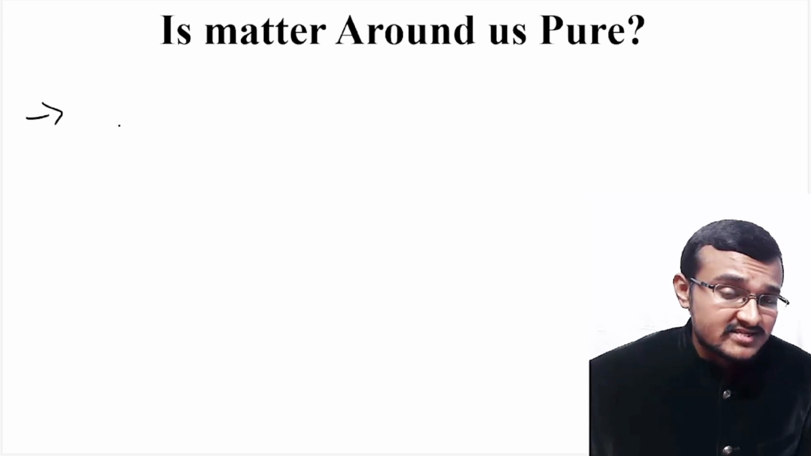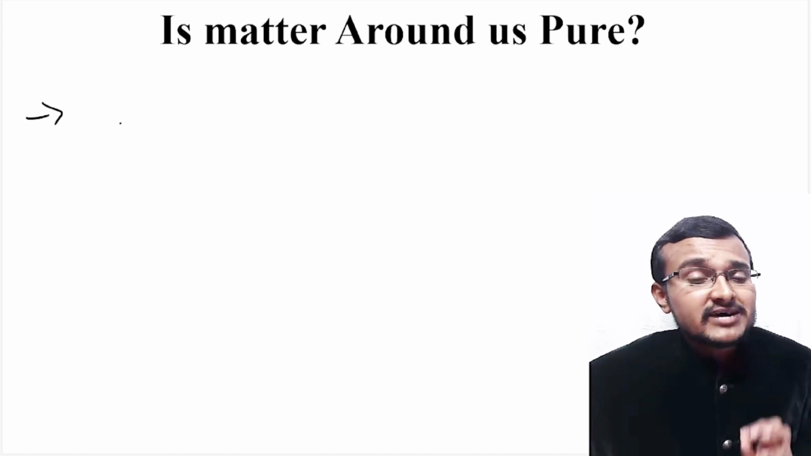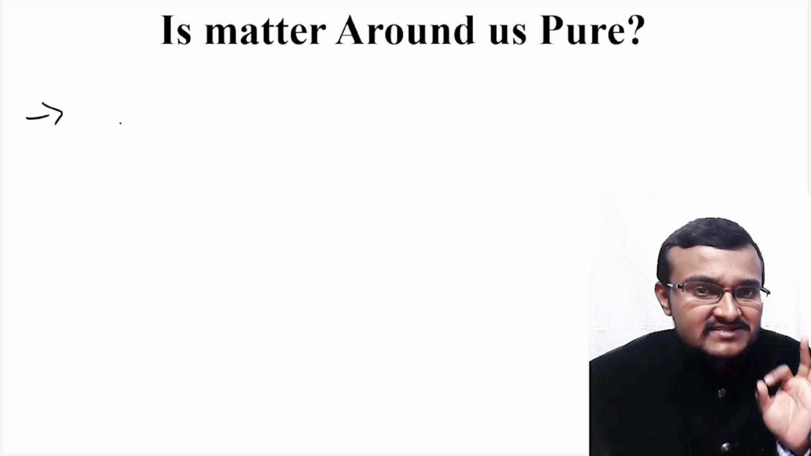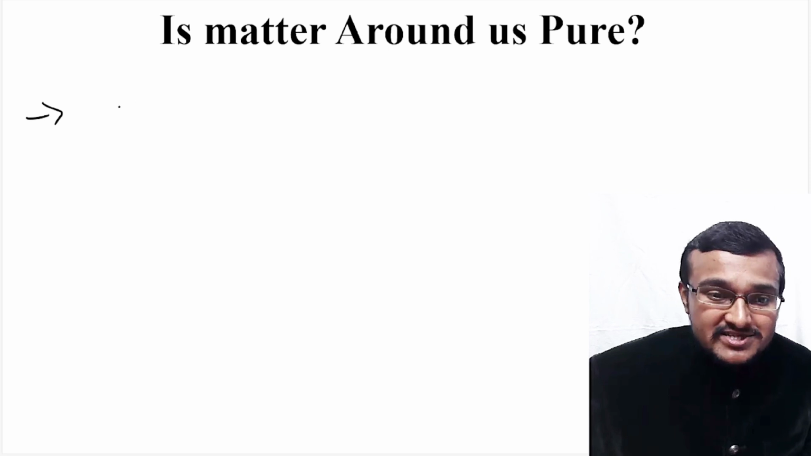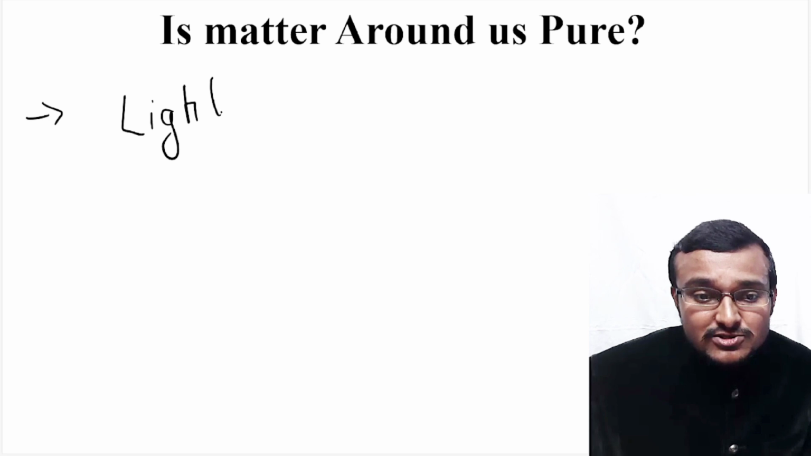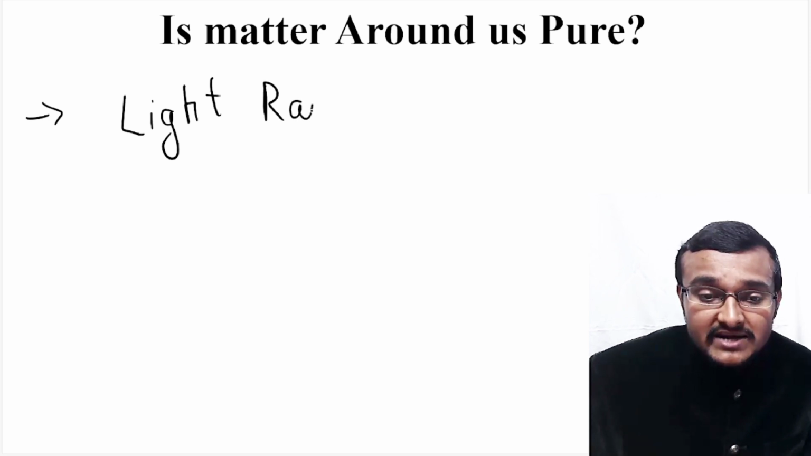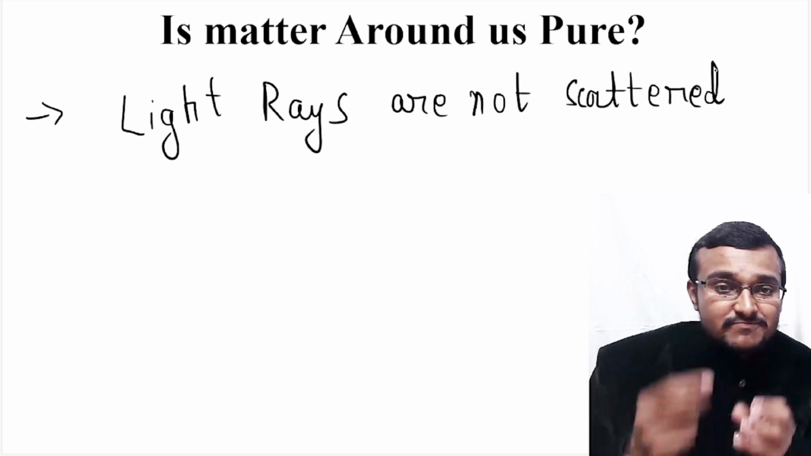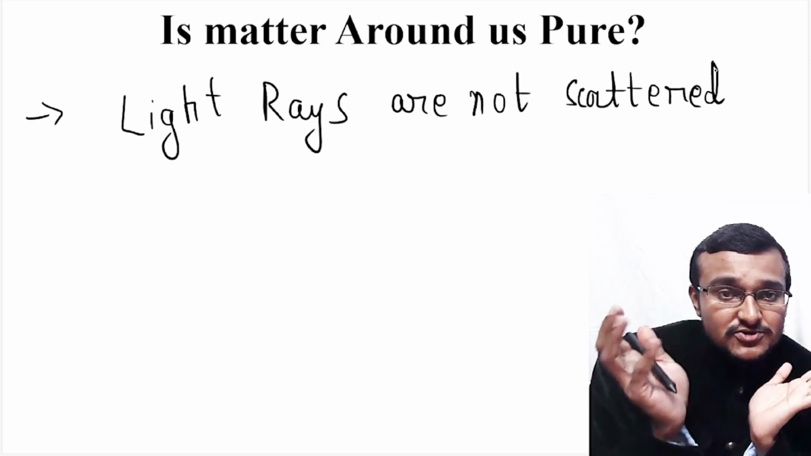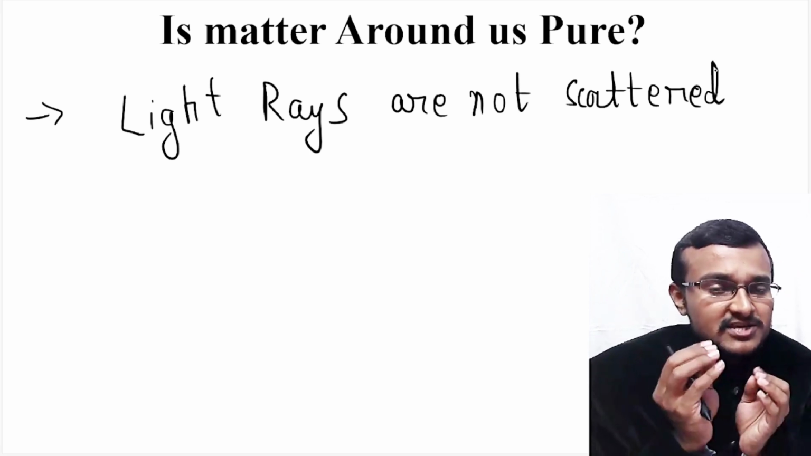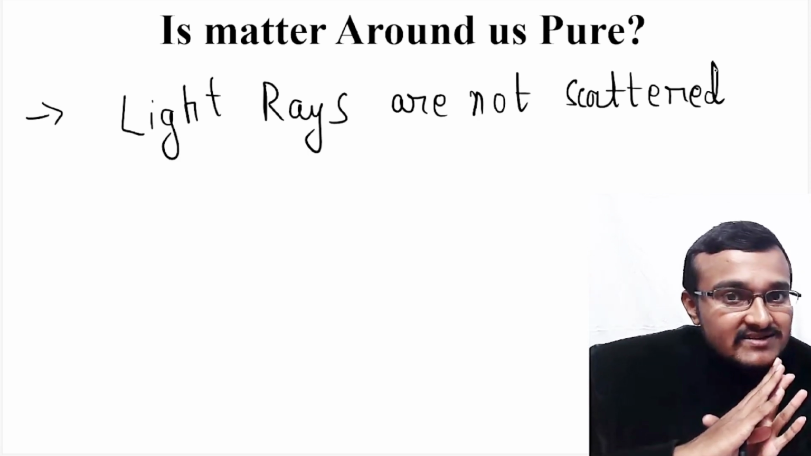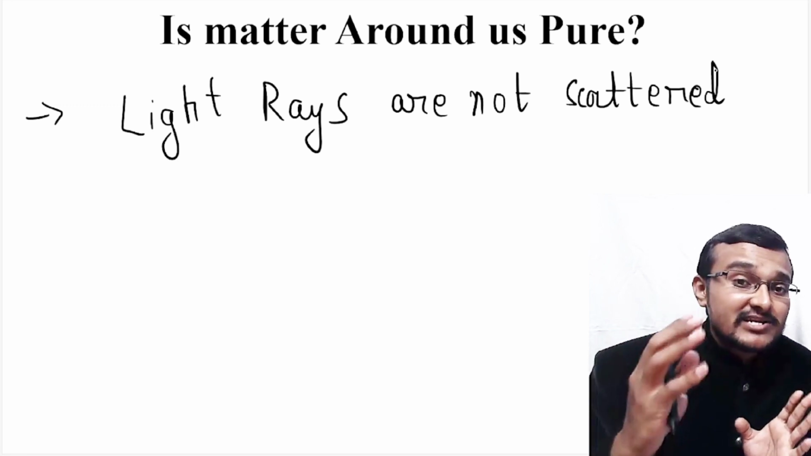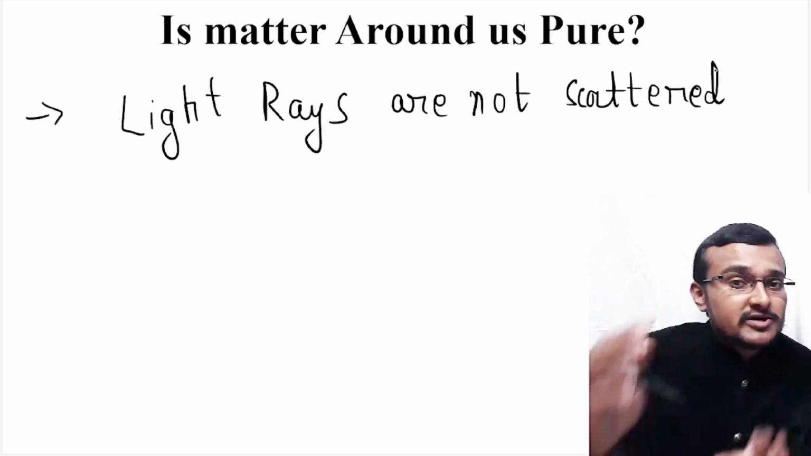So coming to the third property, the solution particles are very, very tiny in size, with diameter less than 1 nanometer. Hence they cannot scatter the light. That means light rays passing through this solution are not scattered. That means particles present in that solution are very, very small. Light, when it passes through the solution, cannot be scattered at all. Hence the light path will not be visible when passed through a solution.